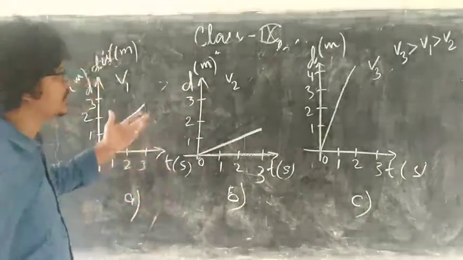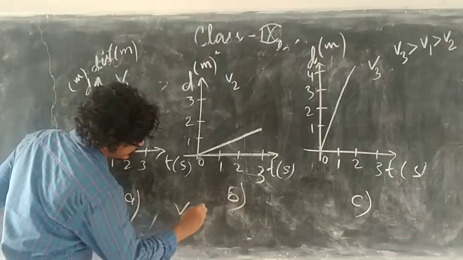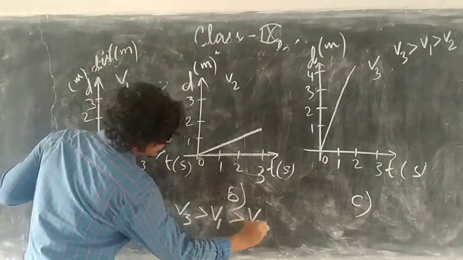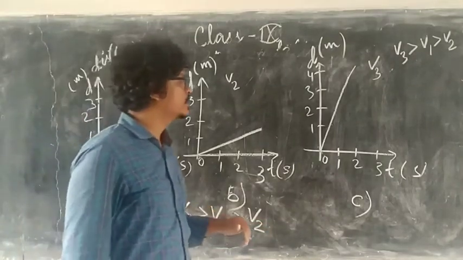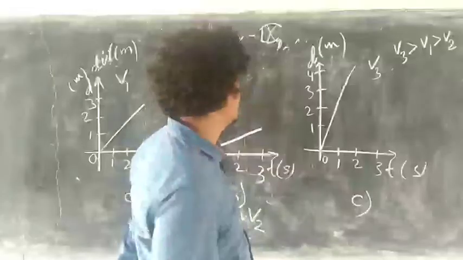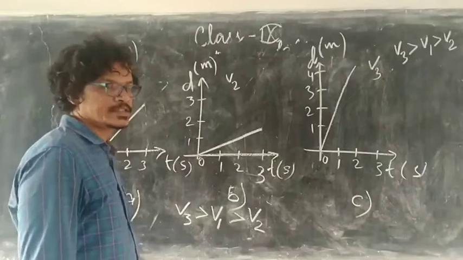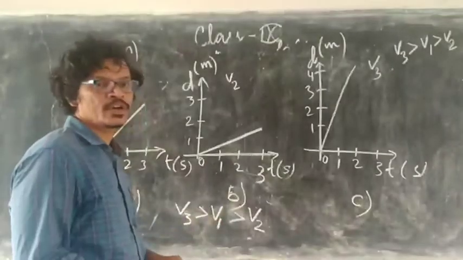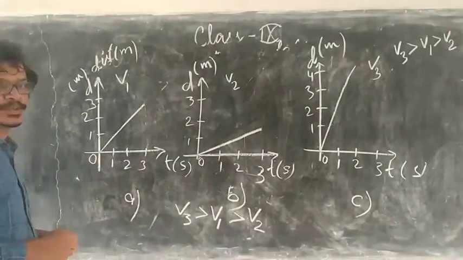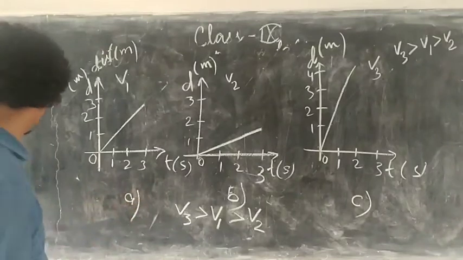So what you can clearly see is that V3 is greater than V1 is greater than V2. That means the maximum speed is of the object traveling in graph C, and the least speed is of the object in graph B. So how do we come to know which object has more speed? From the graph, how can we find the speed?